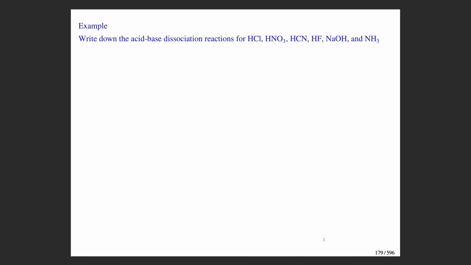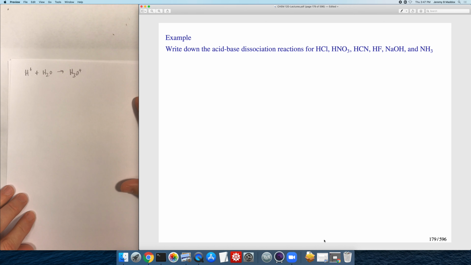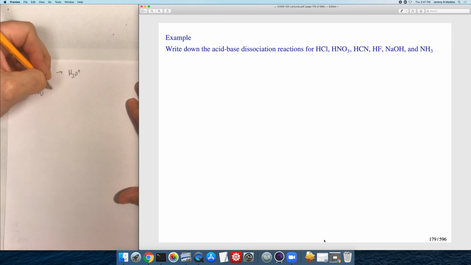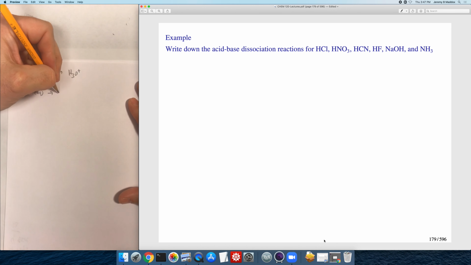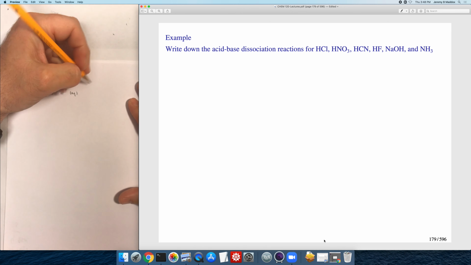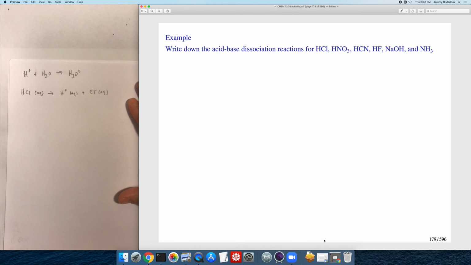So here what we're gonna do is we're gonna practice writing out our acid and base dissociation reactions for different species. For HCl, I'm gonna do this two ways. First, I'll do it without an explicit water molecule. It's a strong acid, and so 100% of the HCl that's dissolved in water is going to dissociate to form ions. So this is one way that you can write the acid dissociation reaction for HCl.